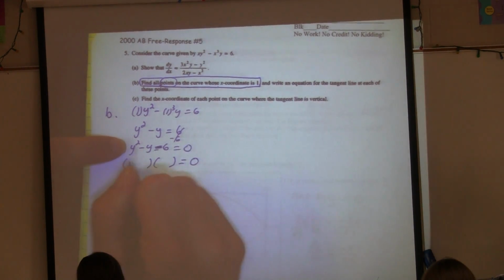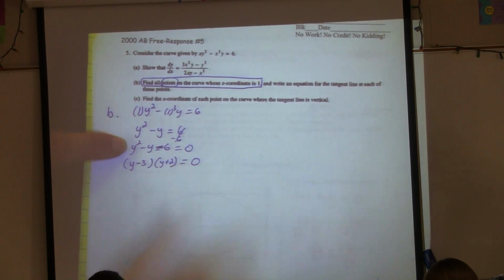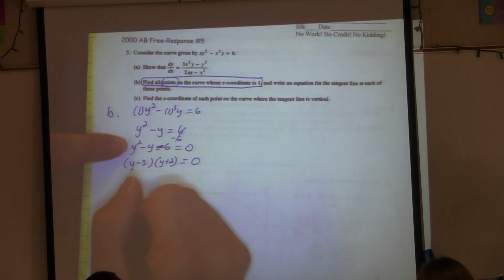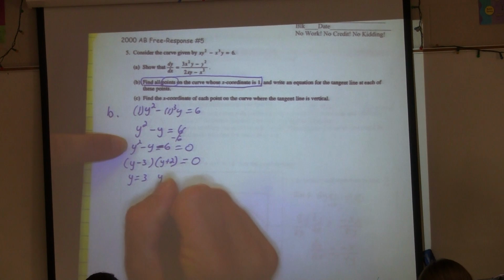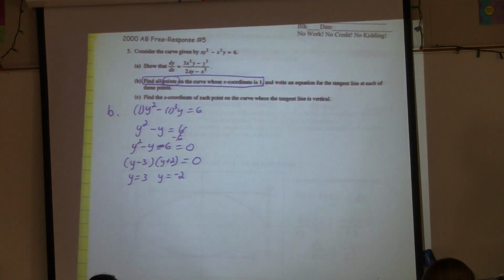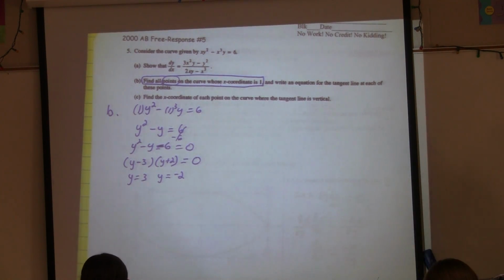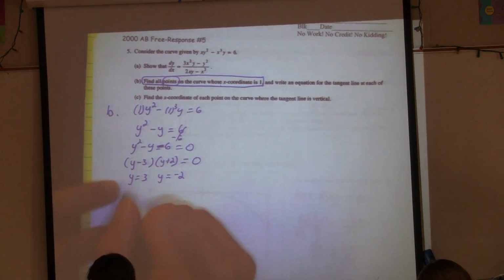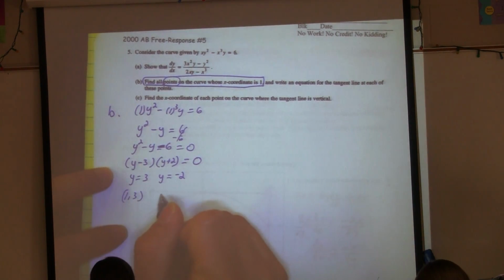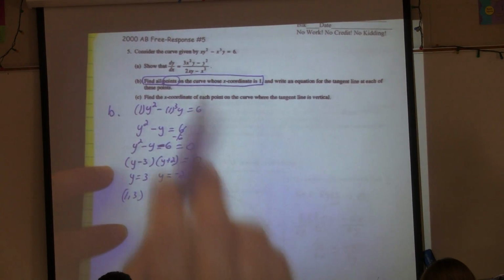They didn't put a number there, just made it a 1. So this would be y minus 3, y plus 2. So what are my actual values? Okay, those aren't my points, I need to find the points. What would the 2 points be? So 1 comma 3, 1 comma negative 2. Alright, so we did the first part.